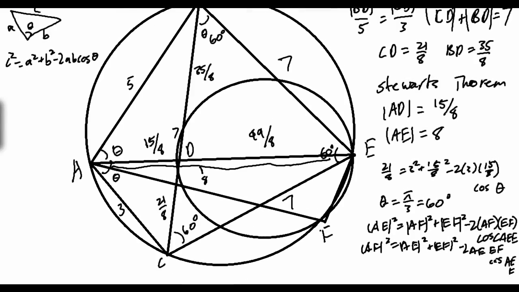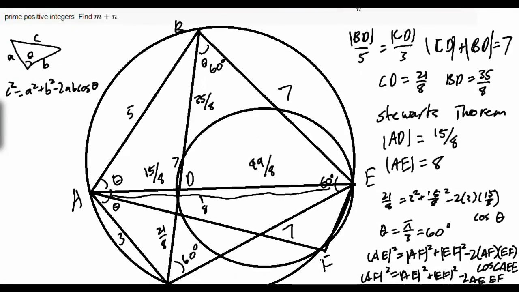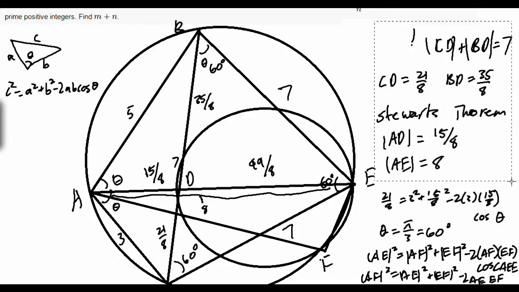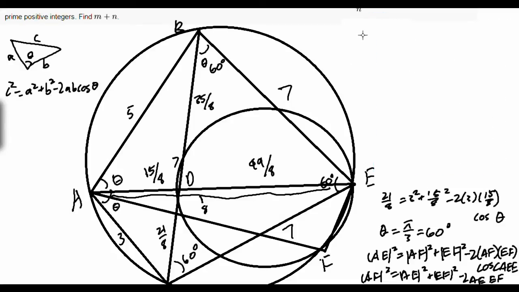Alright, we got this stuff. Let's add them together. Let's add these two equations together. I'm not going to do all the math here, but if you add these two equations together, sorry, let me just delete some stuff here so I have more room to work with. If you add these two things together, you simplify it.